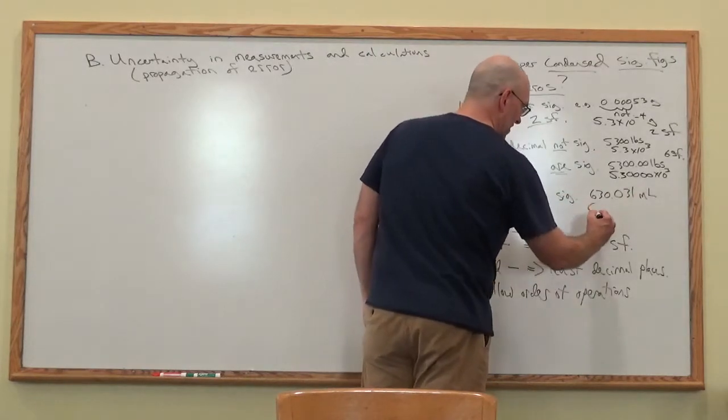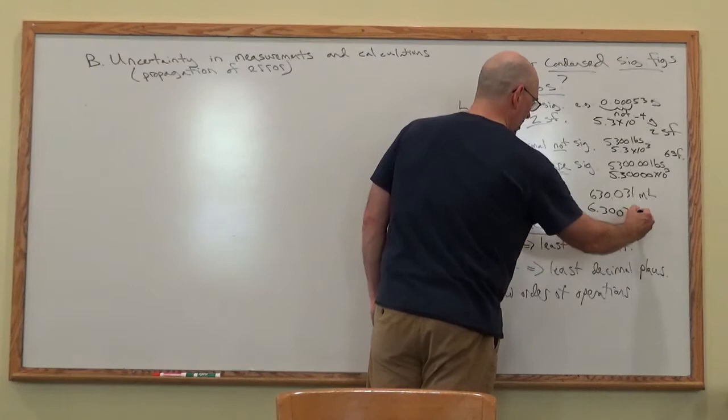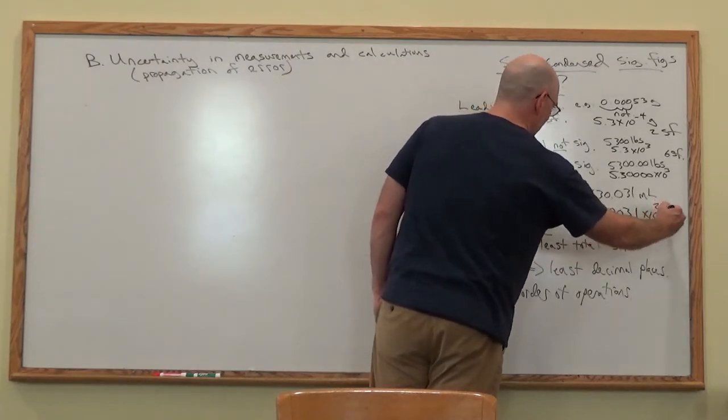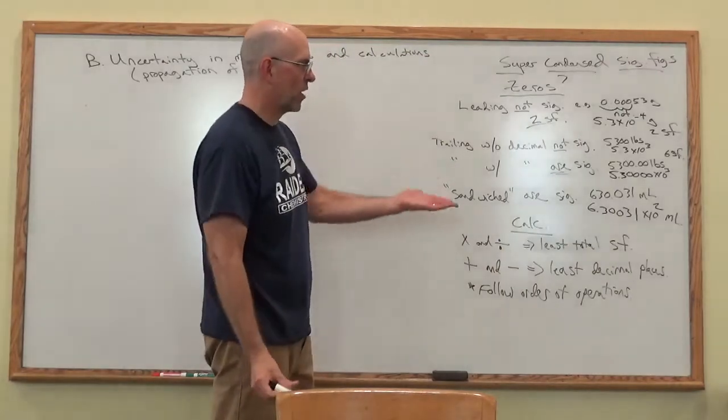So we would write this one as 6.30031 times 10 to the 2nd millimeters. You don't have to put that one in scientific notation. I'm just doing this to illustrate a point.